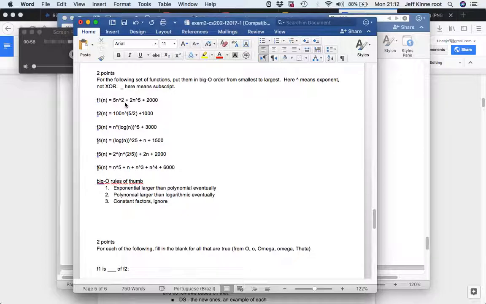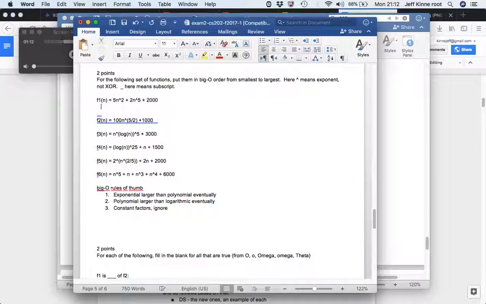In this notation here, these carets are exponentiation. So here we have 5 times n squared plus 2 times n to the 5th plus 2,000. I'm going to use my rules here to simplify. Constant factor doesn't matter. Just multiplying the 5 out front doesn't matter. So we're going to have n squared plus, alright, constant factor doesn't matter. This is n to the 5th. And this 2,000 is a constant. So we can just throw that out.